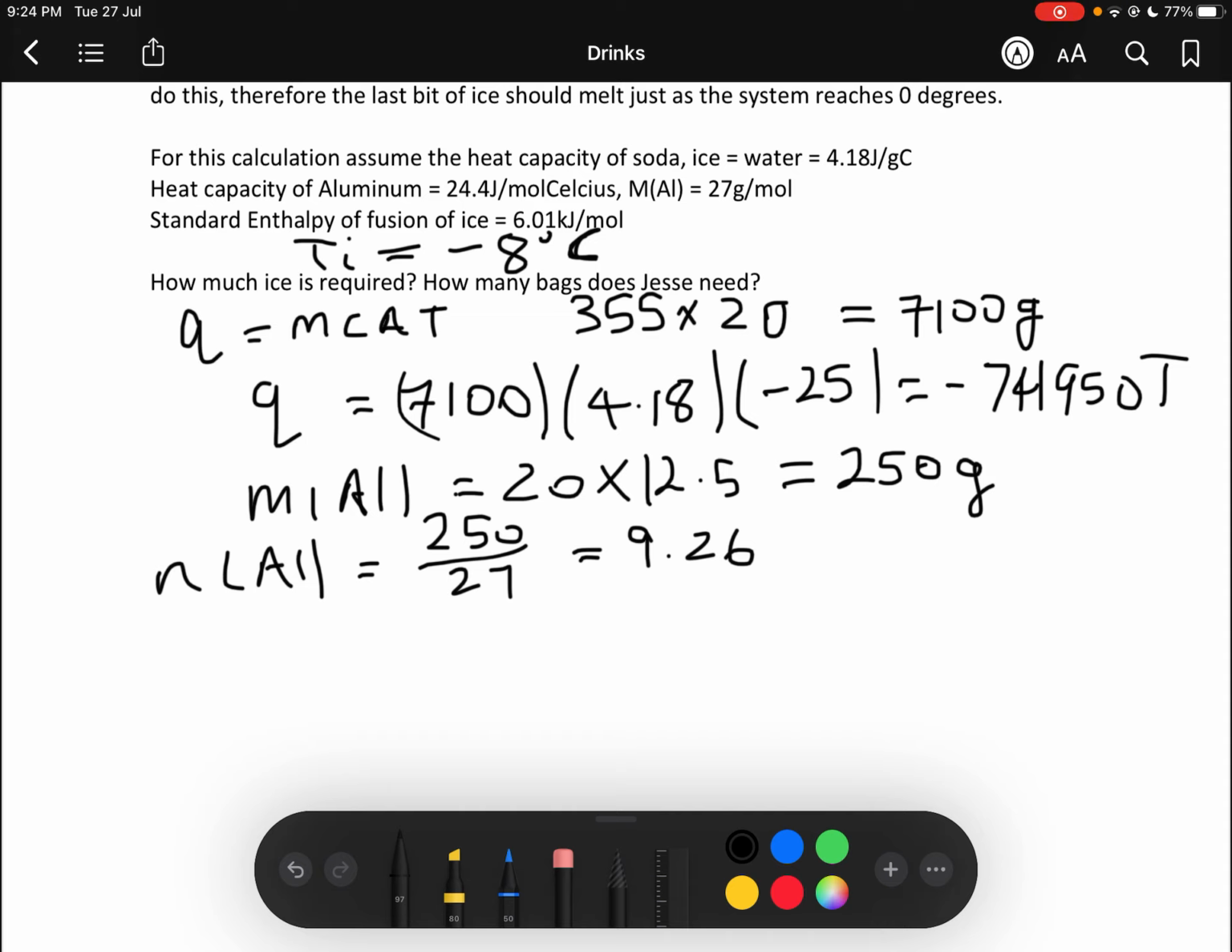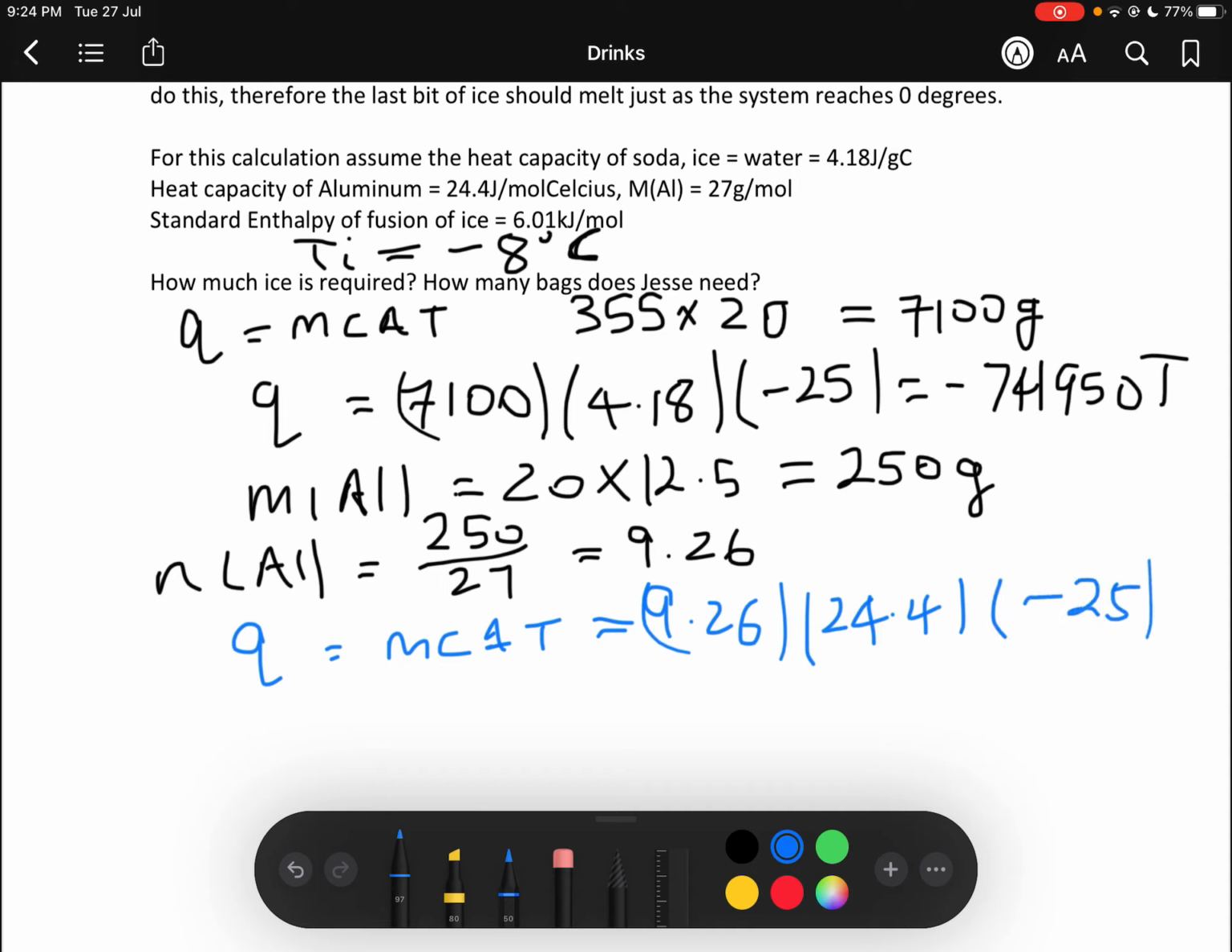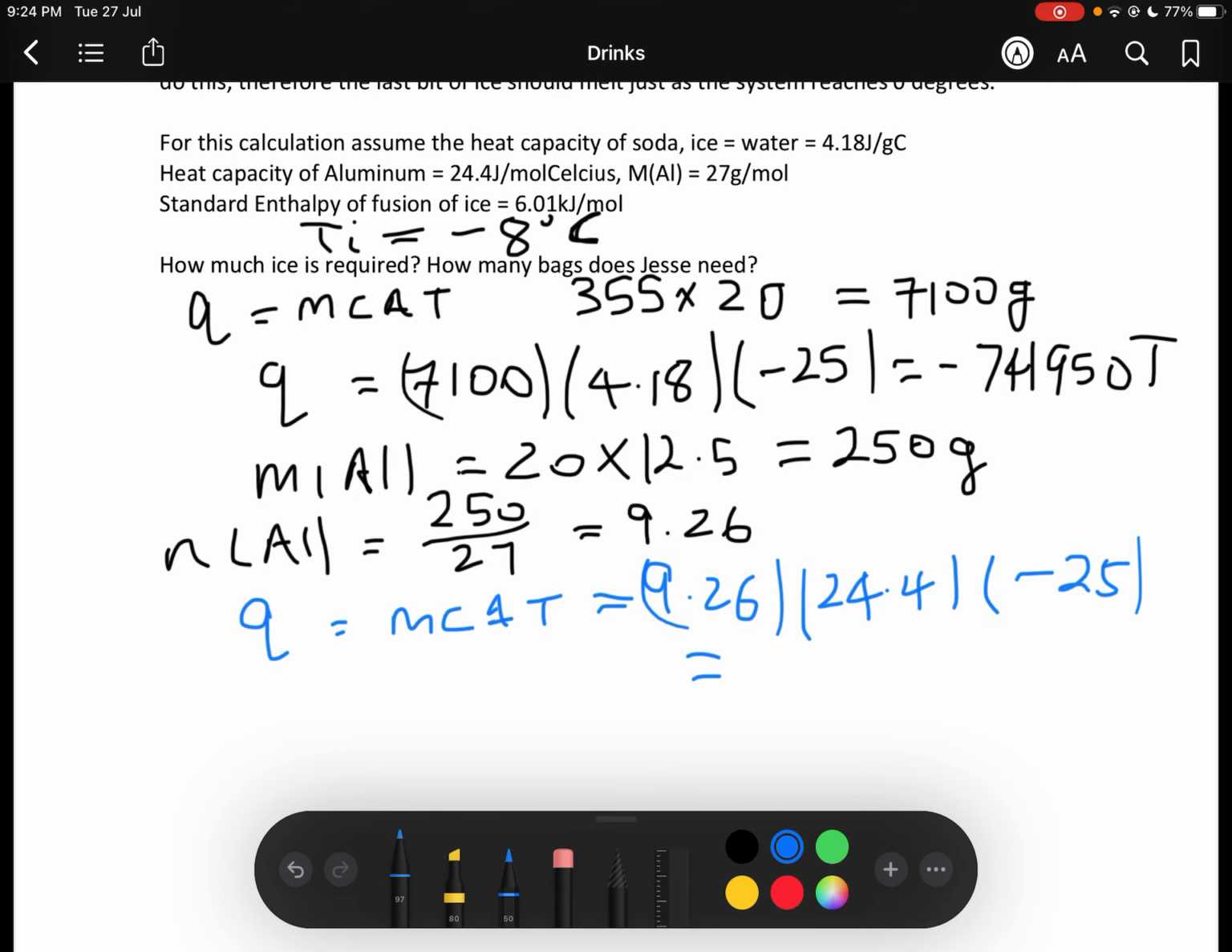So once again, we're going to use Q, I'll use different colors. So Q equals mc delta T, and that is equal to the moles of aluminium, which is 9.26, times 24.4. The reason we have to convert this to moles is because our C is given in joules per mole per Celsius, okay? Because we want just the amount of energy to increase 1 mole of aluminium by 1 degree. And that's also negative 25 degrees. That's going to give us an answer of negative 5,648.6 joules.